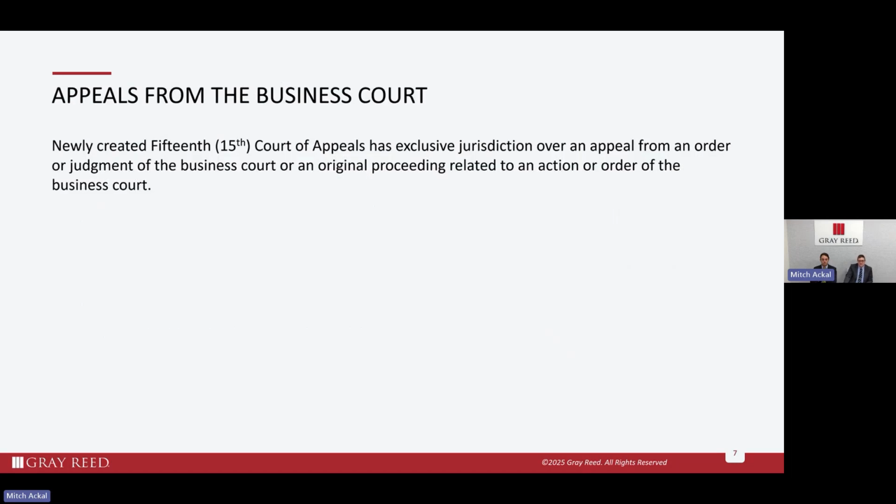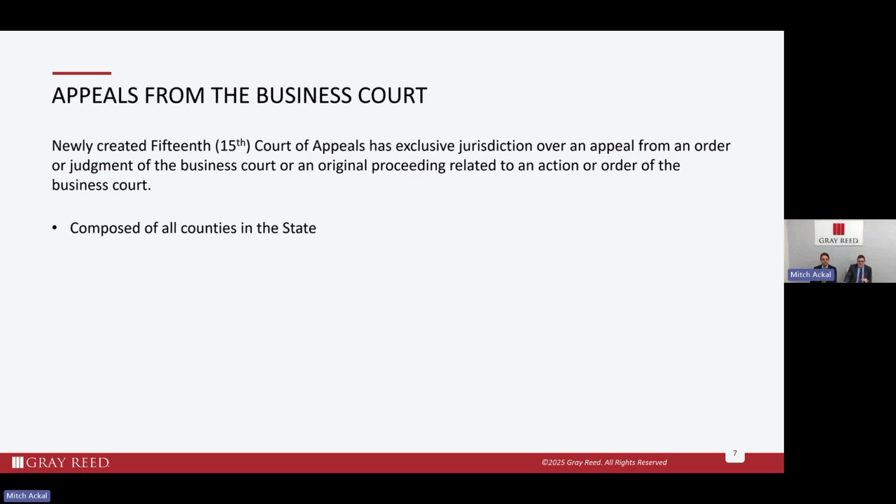And then for the 15th Court of Appeals, the new Court of Appeals, there are 3 justices that have already been appointed by Governor Abbott, and I'm going to introduce you to who those are in a moment here. The 15th Court of Appeals has exclusive jurisdiction over appeals from the business court and exclusive jurisdiction over original proceedings for business court actions, such as mandamus proceedings for those judges, for example.